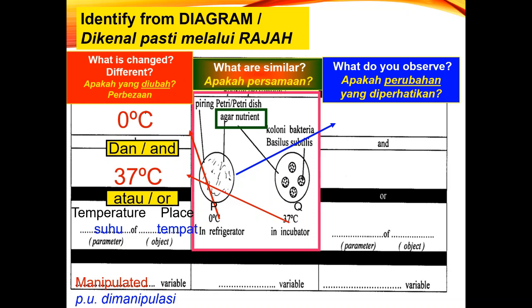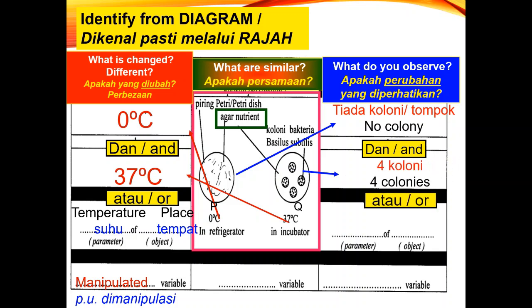For the responding variable, you need to write down what you observe or what you can see from the diagram after you carry out this experiment. So you can see the first petri dish P, you can see no colony there. And then for Q, you can see the number of colony here is 4, so you can write down 4 colony. For the good student, I think you know how to write. This is the number of colony, which is referring to the responding variable.